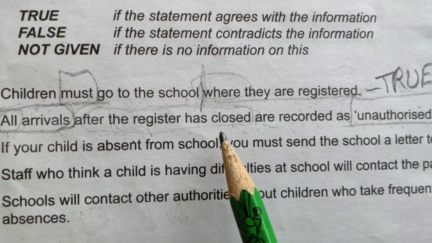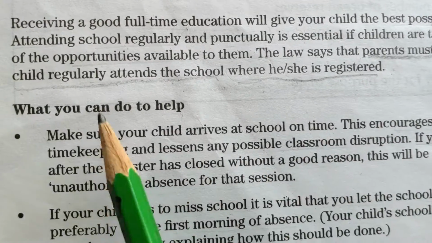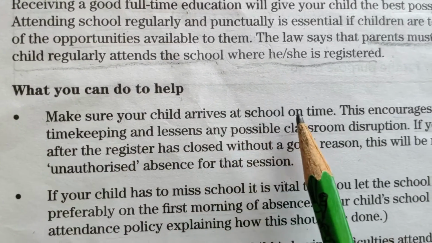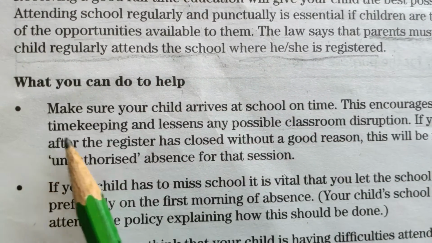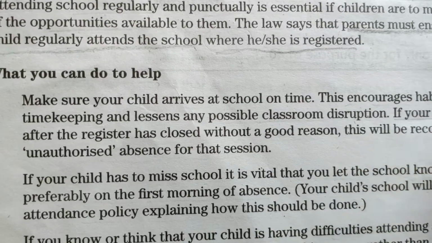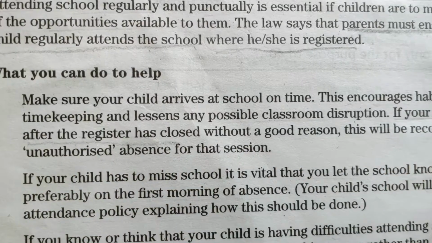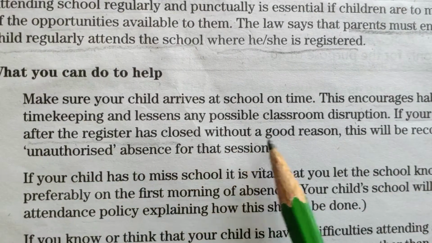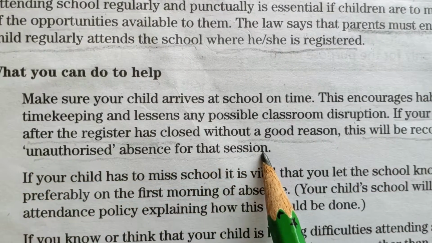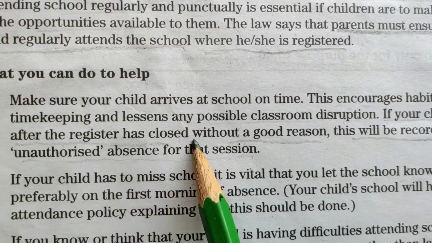Okay, let's look at the paragraph. Let's read next. What you can do to help: make sure your child arrives at school on time. This encourages habits of good timekeeping and lessens any possible classroom disruption. If your child arrives after the register has closed, okay, we get the statement here. If your child arrives after the register has closed without a good reason, this will be recorded as an unauthorized absence for that session. Okay, now the statement is saying if your child arrives after the register has closed without a good reason.